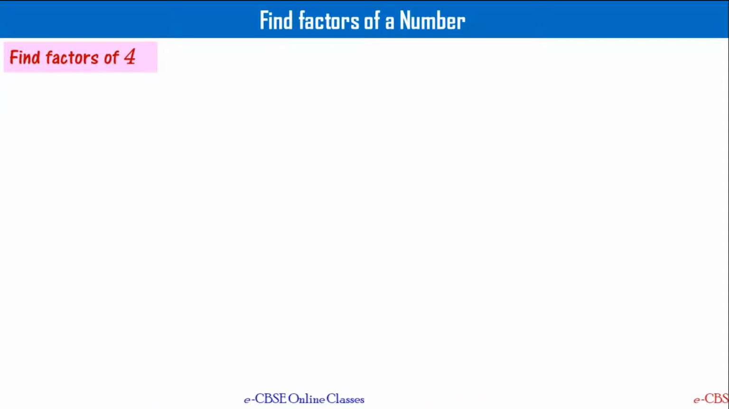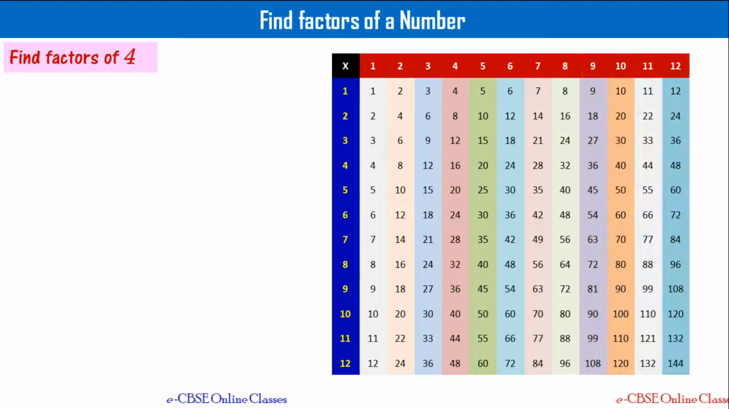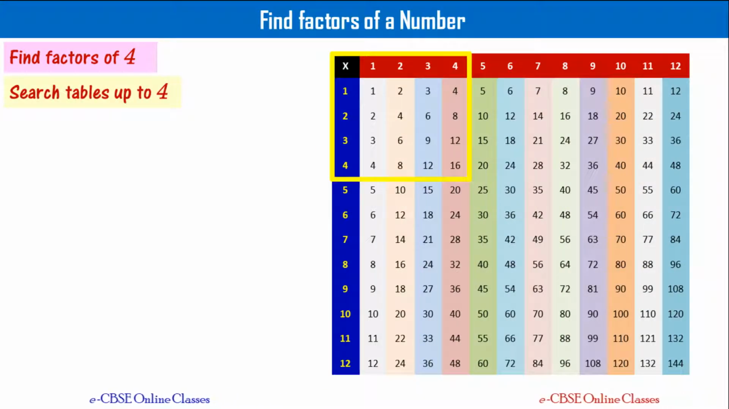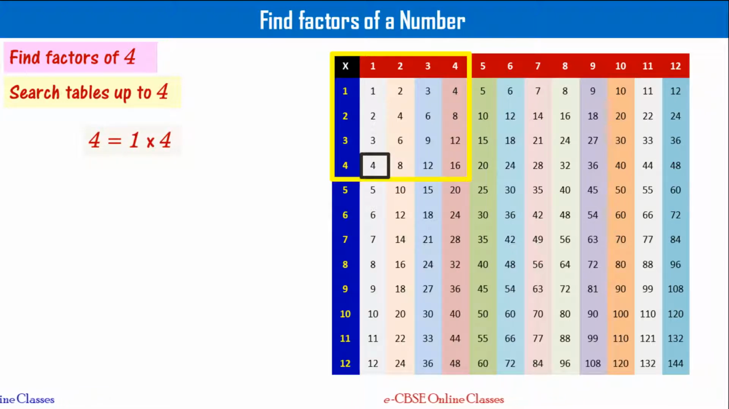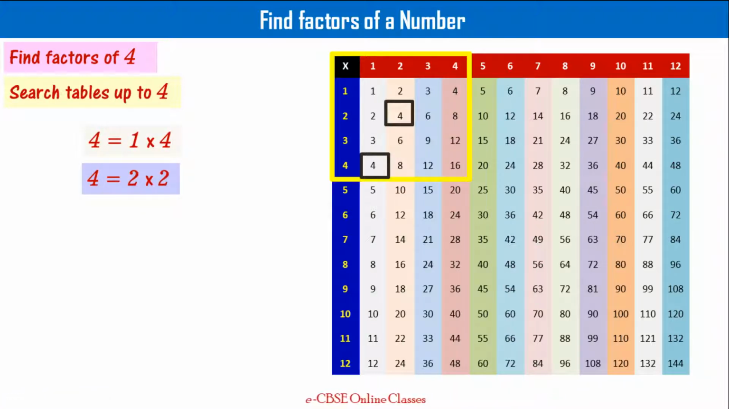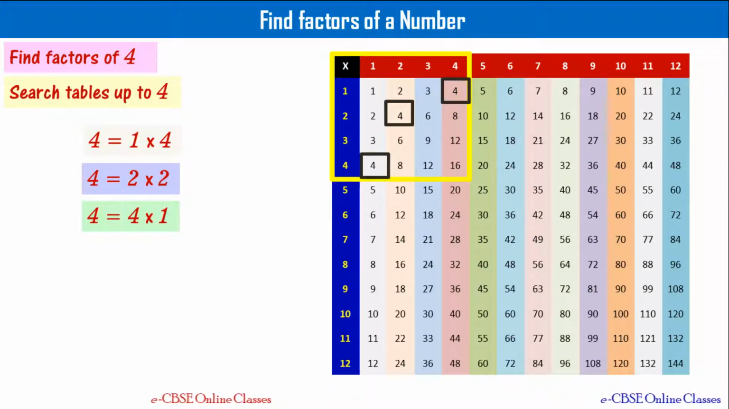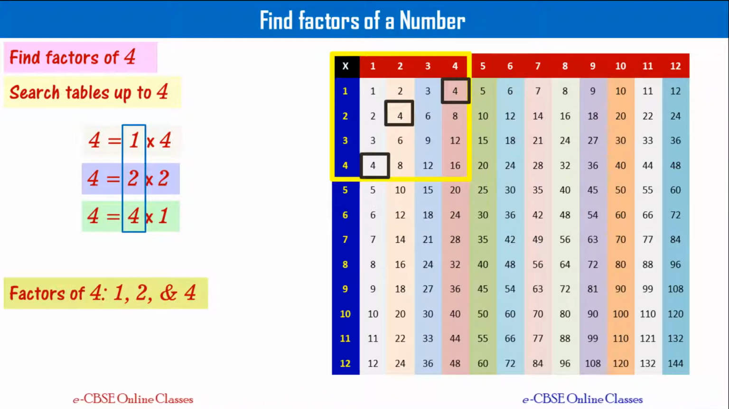Let's now find factors of 4. For that, I set tables up to number 4. As you see, 4 can be written as 1 times 4, 2 times 2, and 4 times 1. It means factors of 4 are 1, 2, and 4.